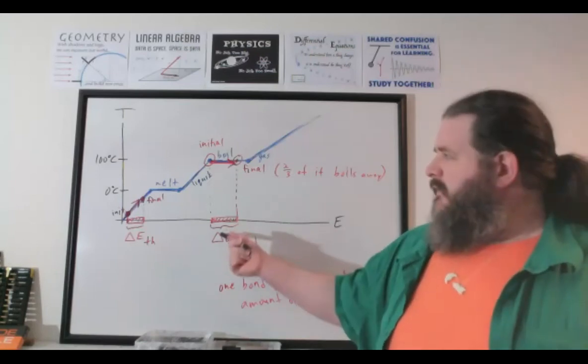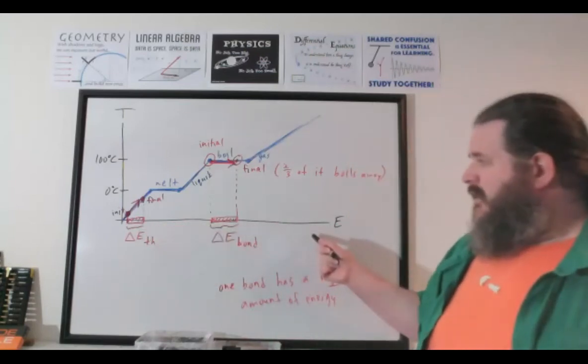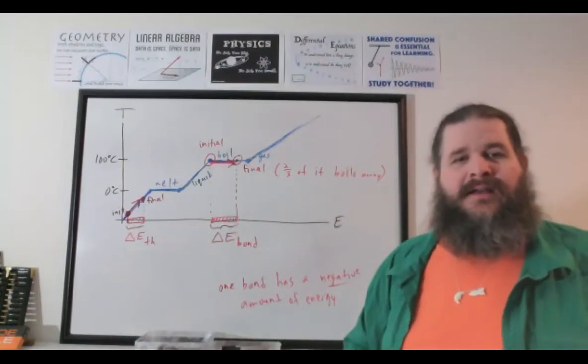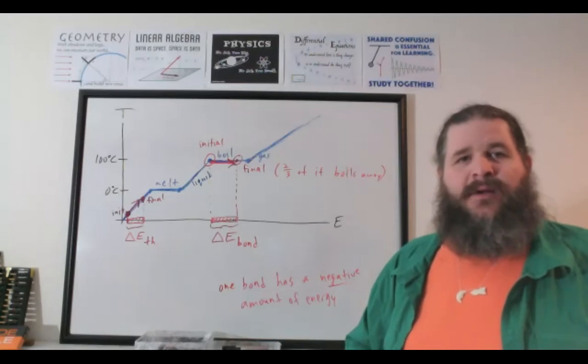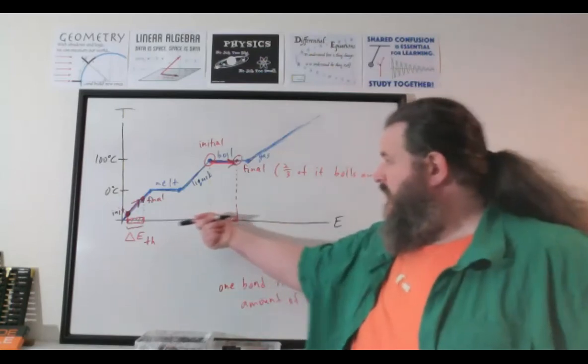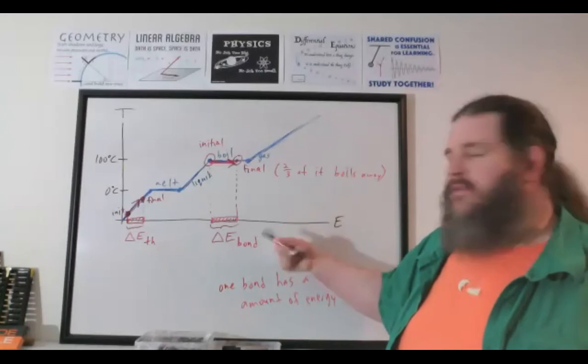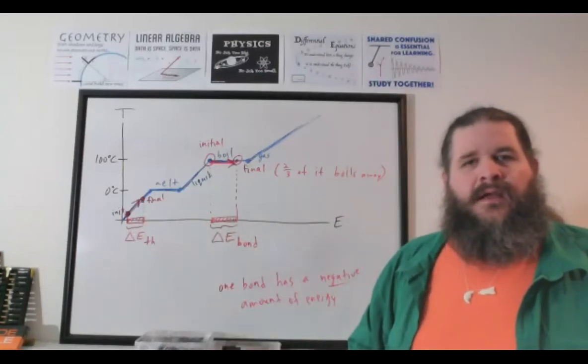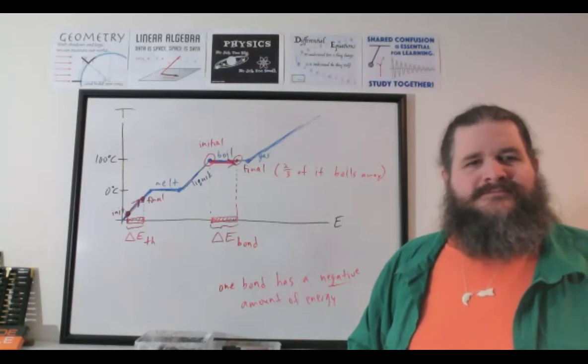And typically on a graph like this, if you're going to the right, that's an increase in energy. If you're going to the left, that's a decrease in energy. So a graph like this can also make it a lot easier to figure out, are these deltas positive or negative? If energy is increasing, then delta E is positive. If energy is decreasing, then delta E is negative. Any questions on that so far?